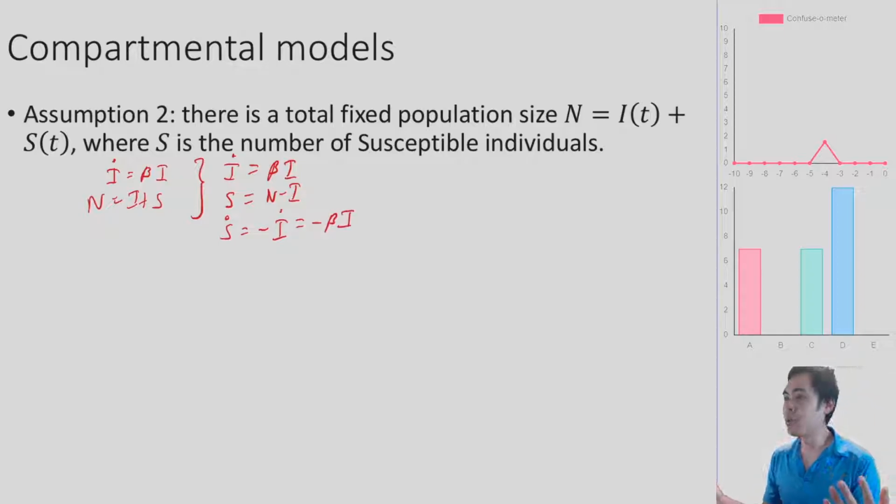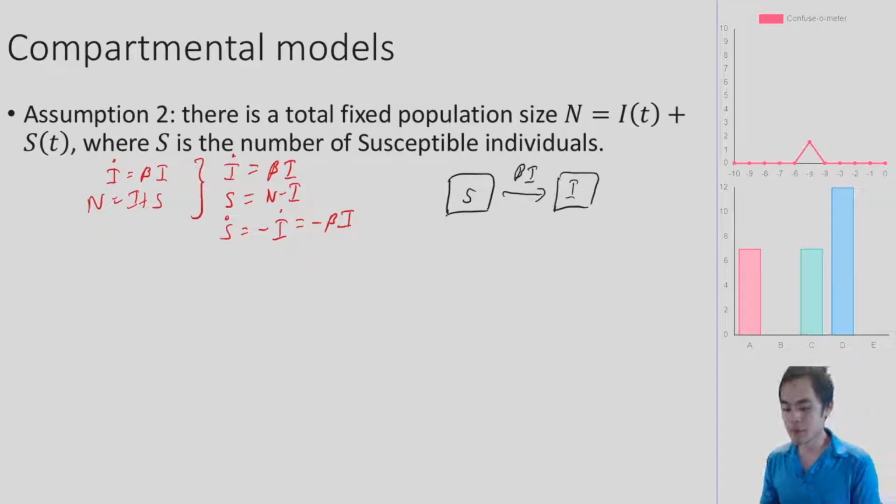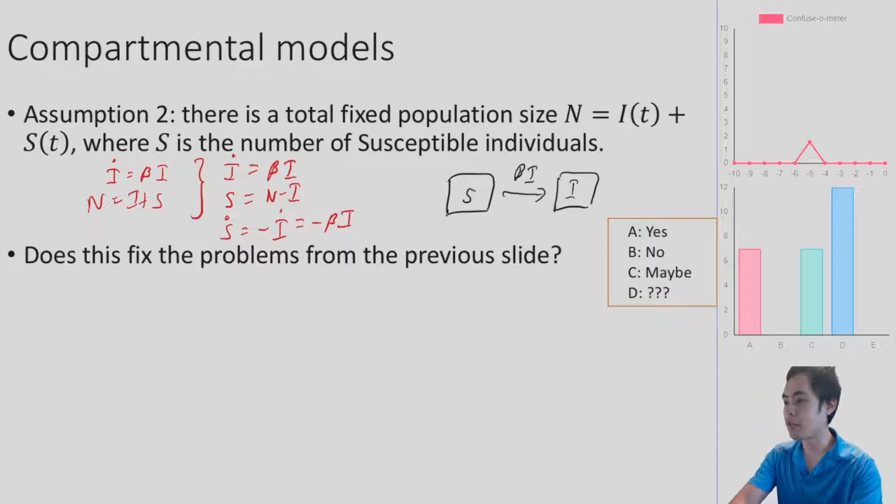So what kind of model do we have here? Well, this is actually a two-compartment model, S to I. So we have susceptible individuals going into the infected column at a rate beta I. Now, does this fix the problems from the previous slide? Or, let me reset before you guys reply.